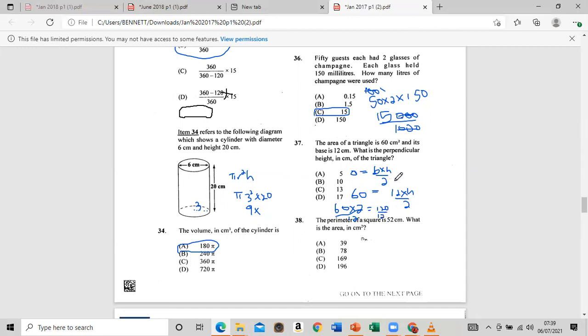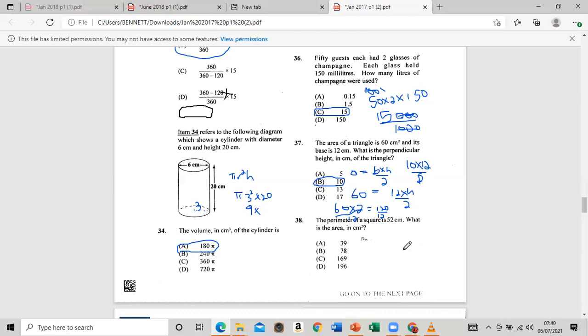But check if it's right. 10 times 12 is 120, divided by 2 is 60. So it is indeed 10. Guys, always check your answer. We're doing an examination, an external examination. We don't want to take a chance.